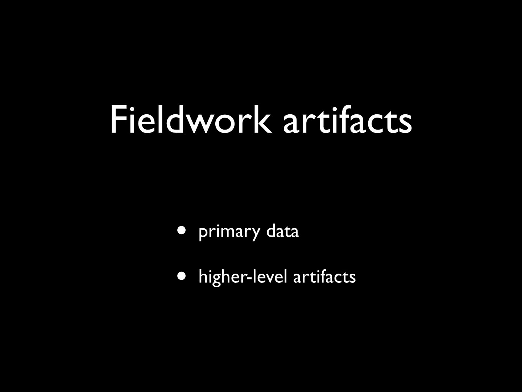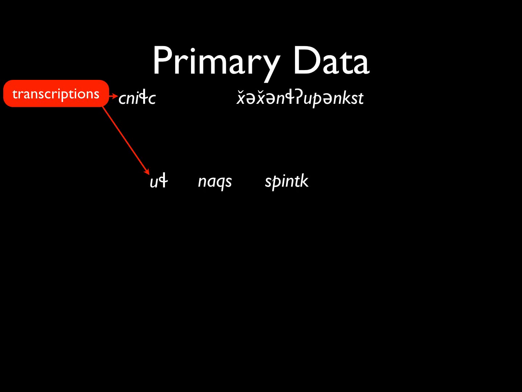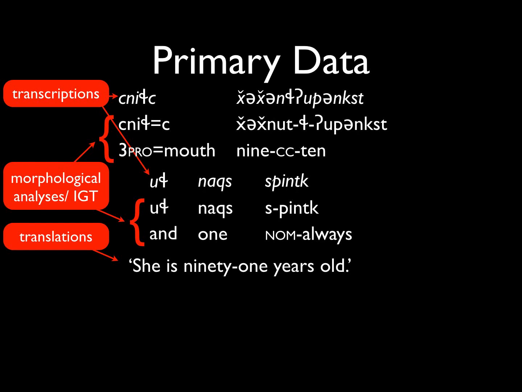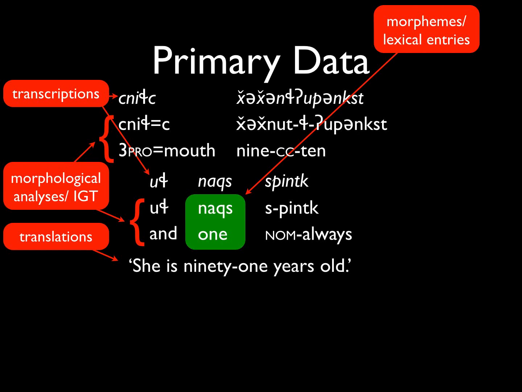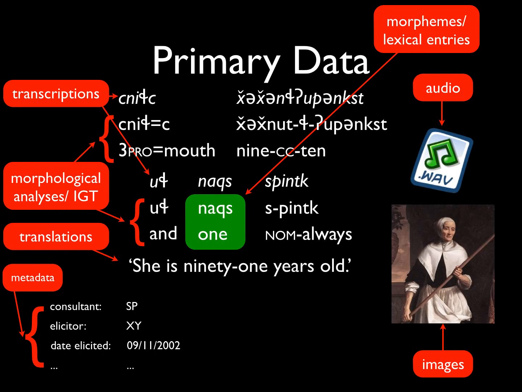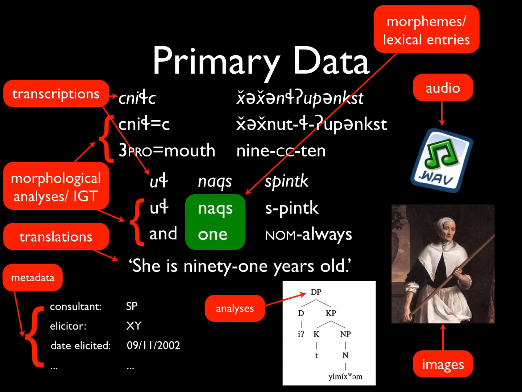Having defined fieldwork as the generation of artifacts, we can identify two broad types: primary data and higher-level artifacts. Primary data are transcriptions, translations, morphological analyses, morphemes, audio and video recordings, images as stimuli or as representations of contexts, metadata, that is who, where, and when, and analytical representations such as phrase structure trees.